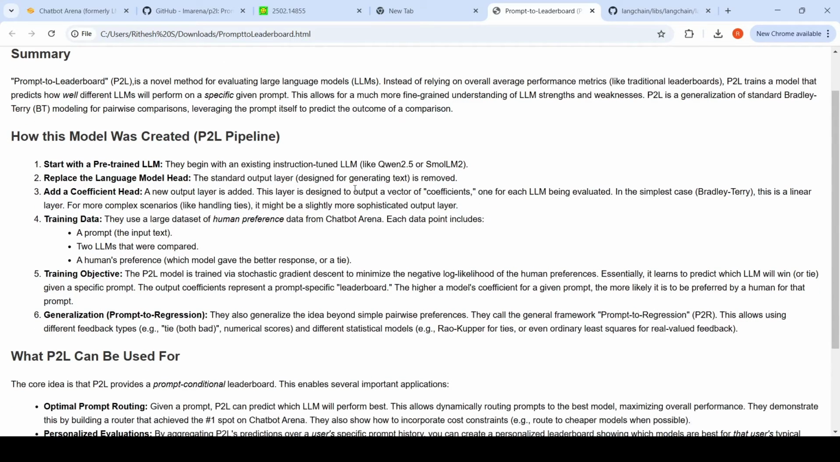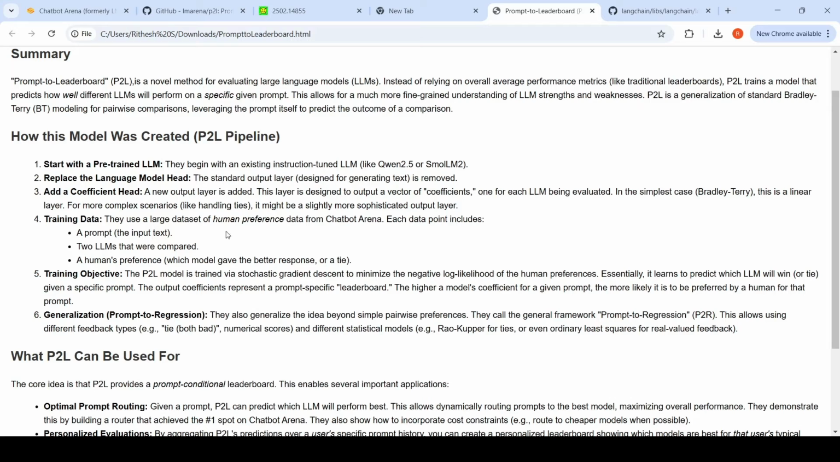So how was this created? They started with a pre-trained LLM, an existing instruction-tuned LLM like Qwen 2.5 or SmolLM2. They replaced the language model head, which is your output, with a coefficient head. So a new output layer is added. This layer is designed to output a vector of coefficients, one for each LLM being evaluated. In the simplest case, this is a linear layer. For a more complex scenario, it might require a more sophisticated output layer.